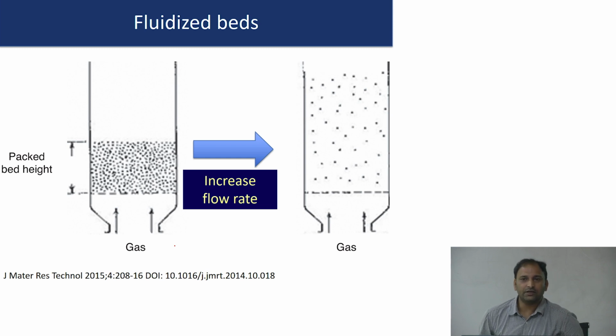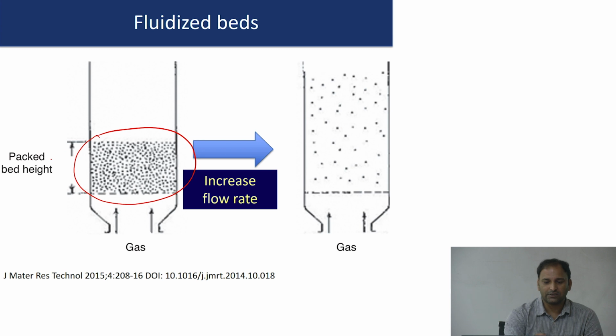Now the other example where one could look at ensuring a good contact between the particle and the fluids is something called a fluidized bed. What you're looking at is a case where on the left again you have a column, and all these particles are packed into a bed. Now what you do is you increase the velocity.